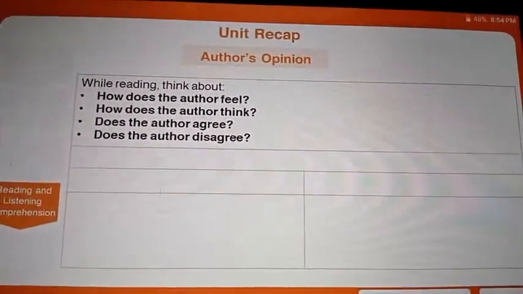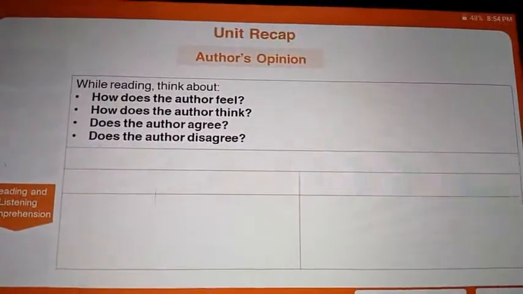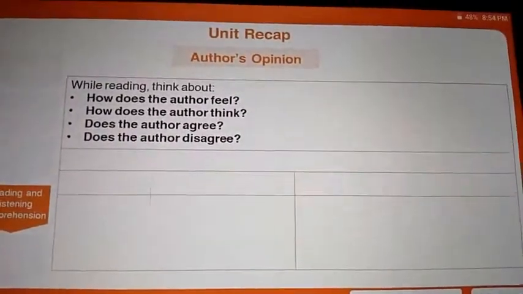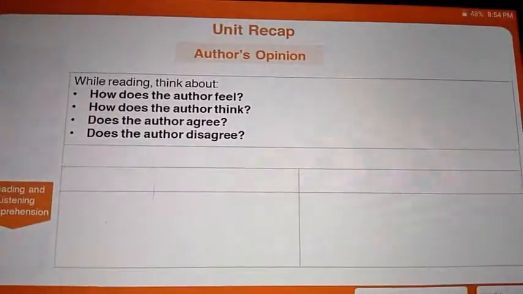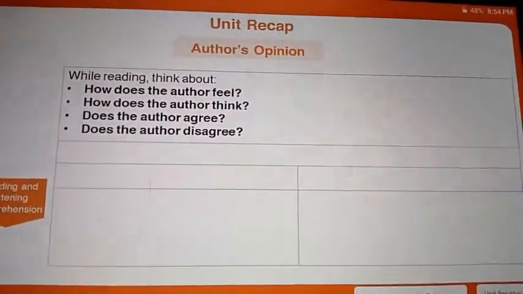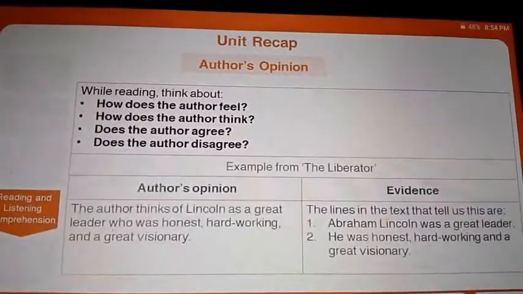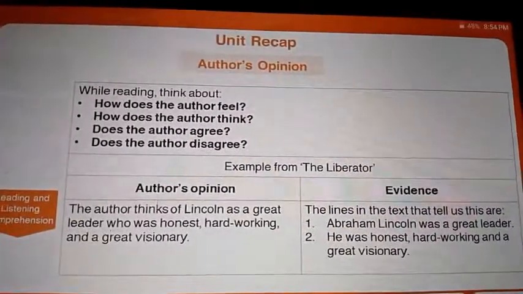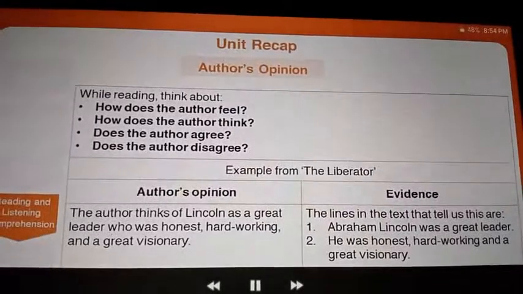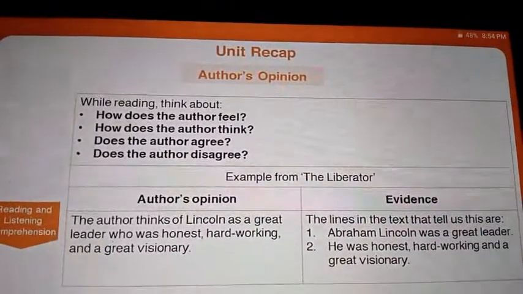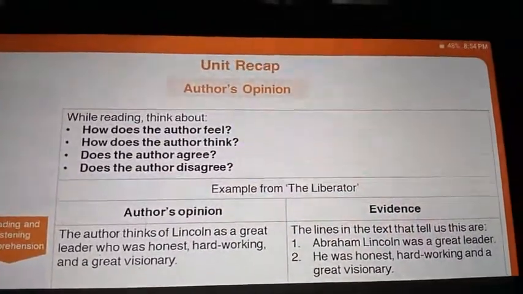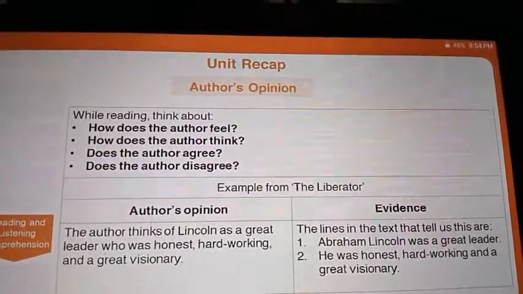These are the questions that we can think about to do so. How does the author feel? How does the author think? Does the author agree? Does the author disagree? In this example, we can see that we first identify the author's opinion and then justify it by using and highlighting lines from the story as evidence.